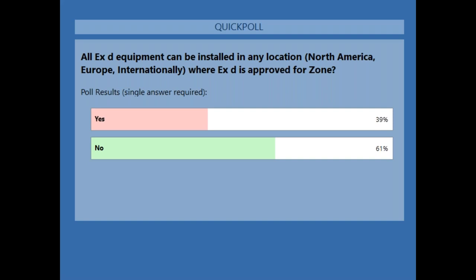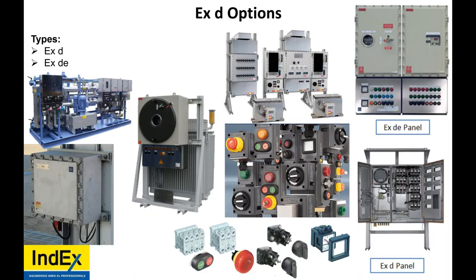If you're the EPC and you're choosing this equipment, please be aware of these concerns. As we pointed out, there is significant difference between explosion proof and flame proof. They are not equal, and one is not better than the other. They are different.